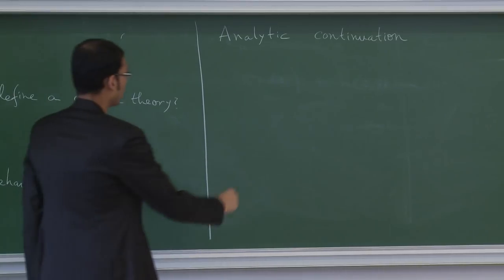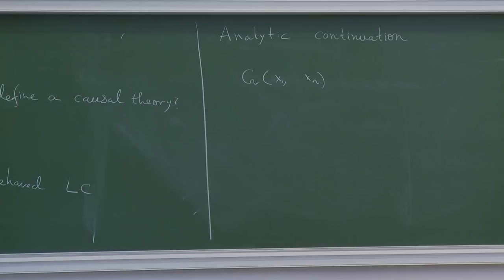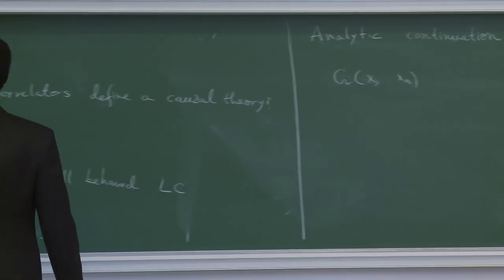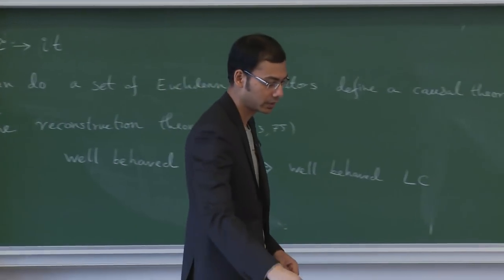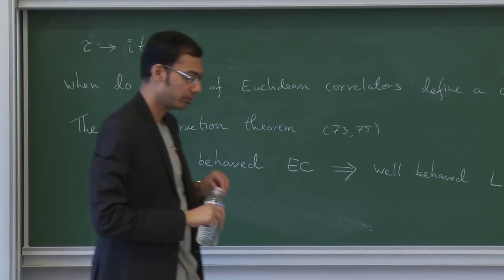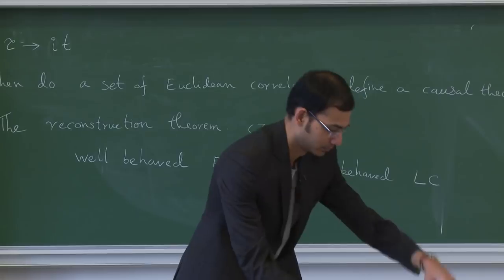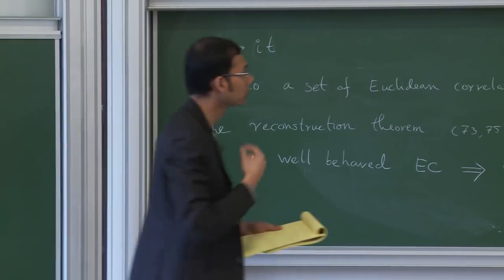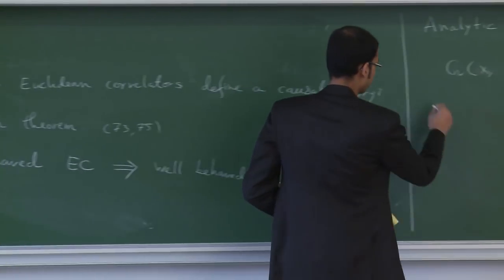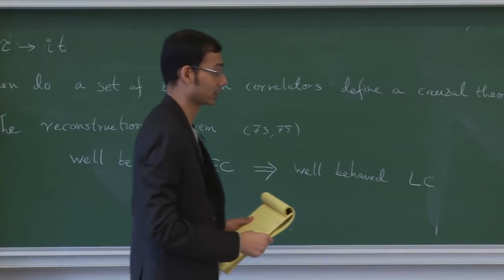So this Euclidean correlator G, I said earlier that it's an analytic function of positions. If my tau is real, then this is an analytic function. Do you assume reflection positivity? Yes. But as a function of complex tau, this function G can have an intricate structure of singularities and branch cuts.